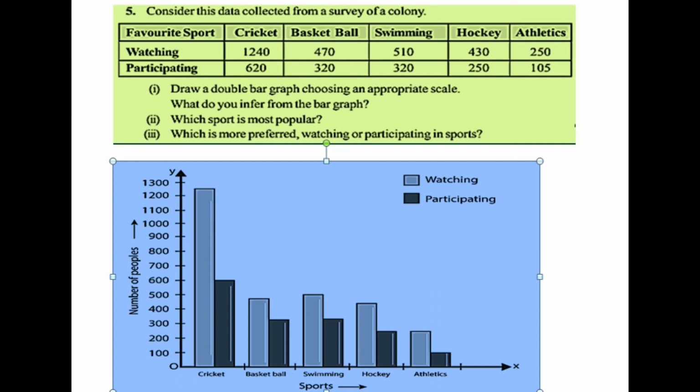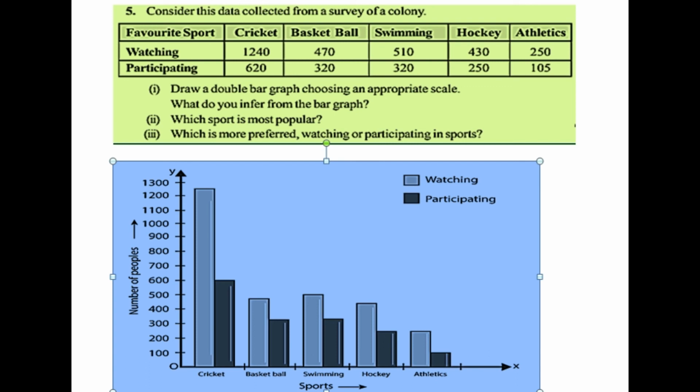Okay, so easily you can draw the bar graph. Here you take the x-axis as sports, y-axis you take the number of people. Here one unit, 100 people I have taken: 100, 200, 300, 400, 500, up to 1300 you take. According to the data you have to take the scale. Okay, here one unit is 100 people for y-axis. Clear? Cricket: first you leave one unit, the next unit, half of the unit you take watching for cricket, half of the unit you take participating for cricket.